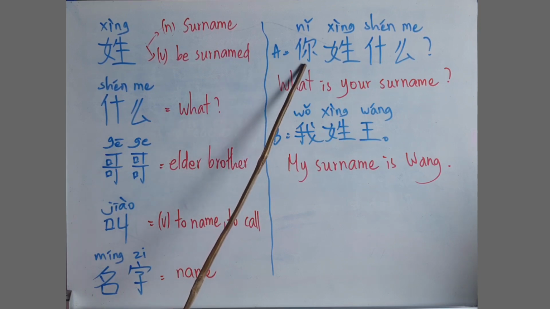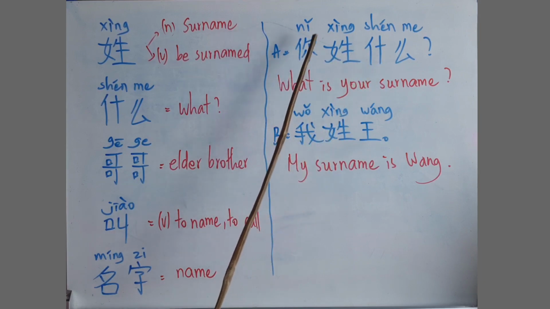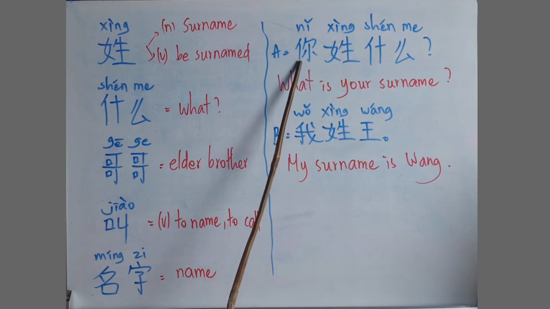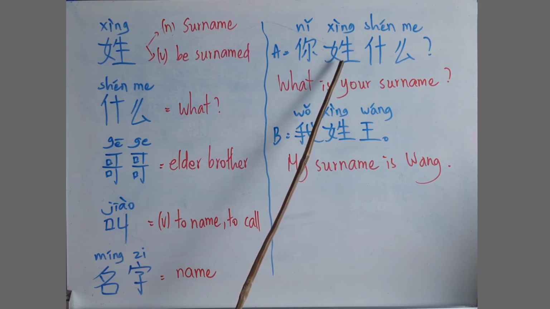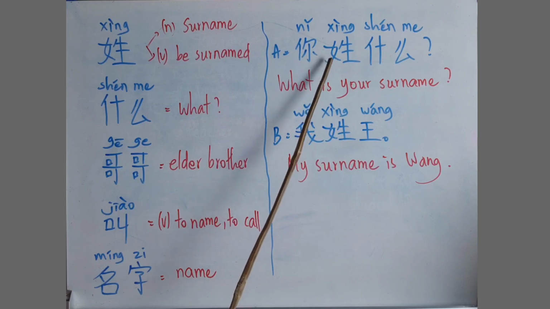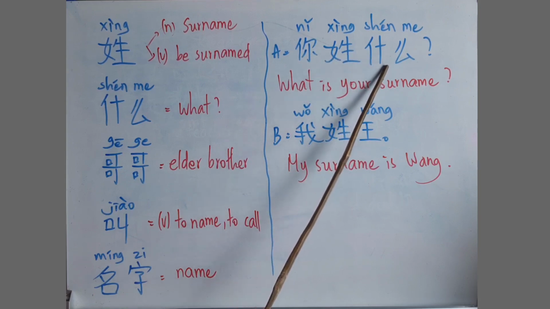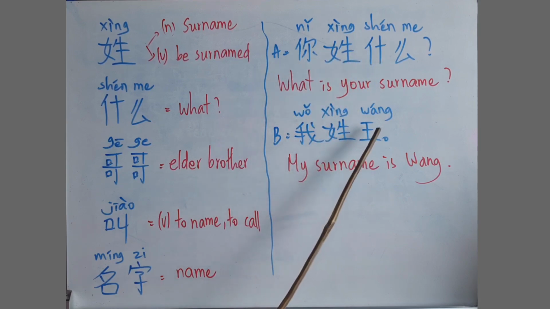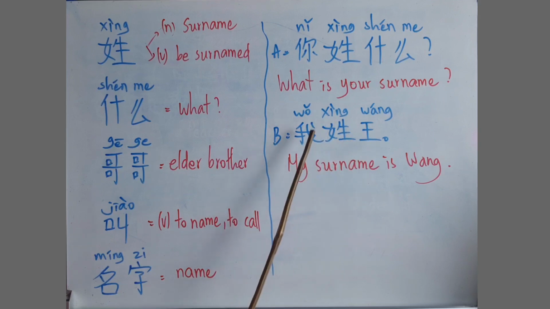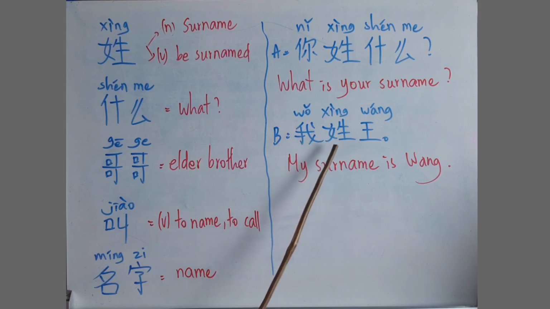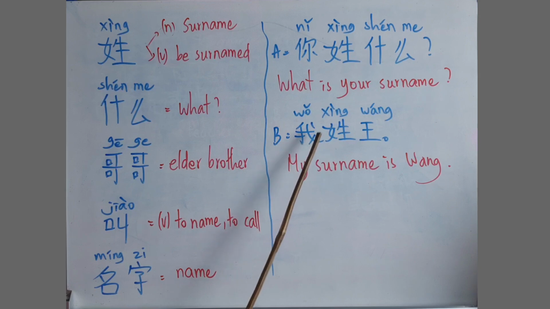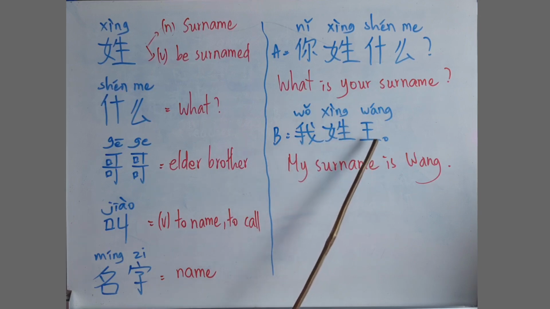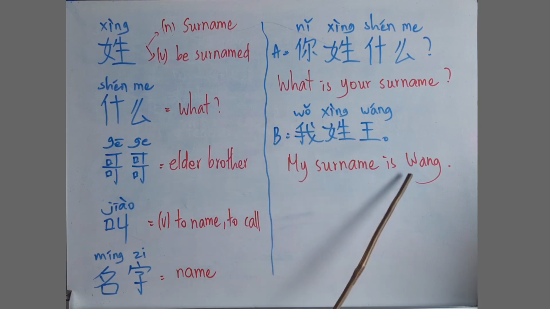In Chinese, we use 你姓什么? 你 means you. 姓 means surname, so 你姓 means your surname. 什么 means what. 你姓什么? What is your surname? 我姓王. 我 means I, but when we use it with xìng, it means my surname, because xìng means surname. So 我姓, my surname. 王 is the surname of a person. So 我姓王, my surname is Wang.